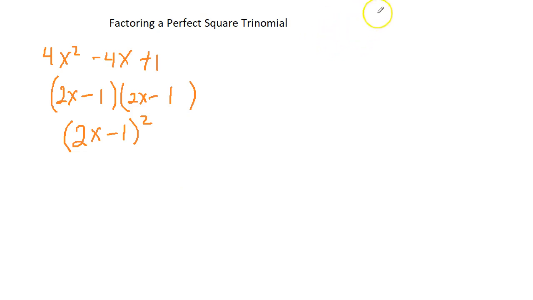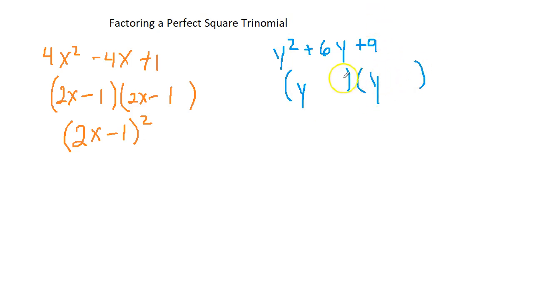How about this? y squared minus 6y plus 9. Why don't we make this one a plus, okay? So that way we don't have two of them that have minuses. All right, I can do two sets of parentheses. The square root of y squared is y. The square root of 9 is 3. Sign from the middle, plus.